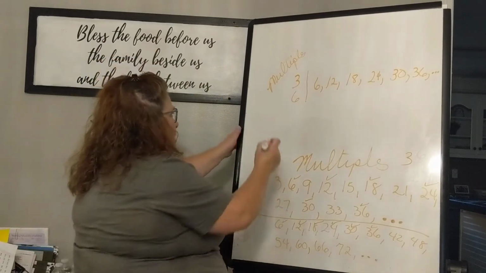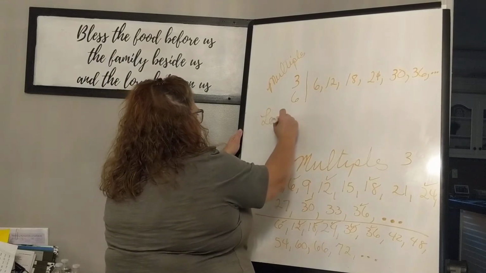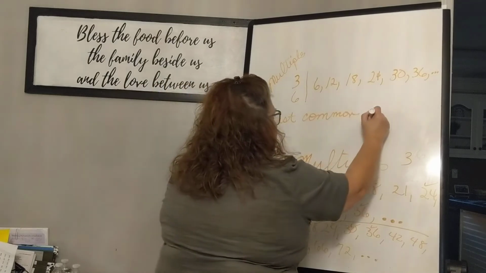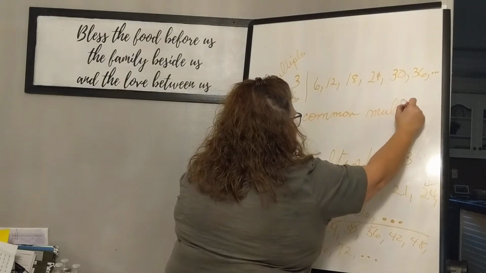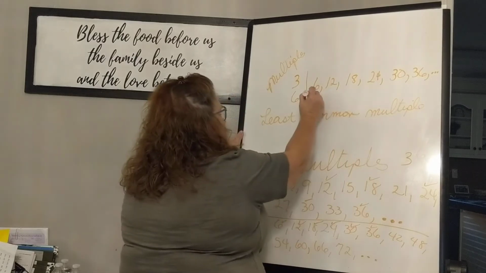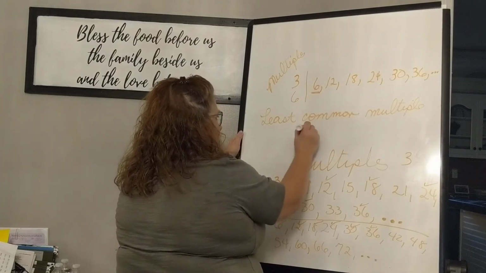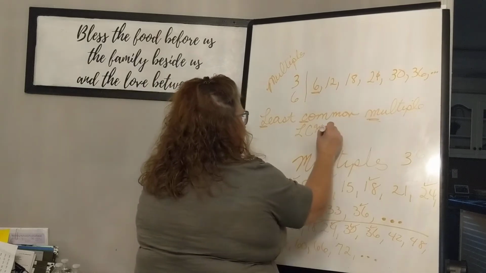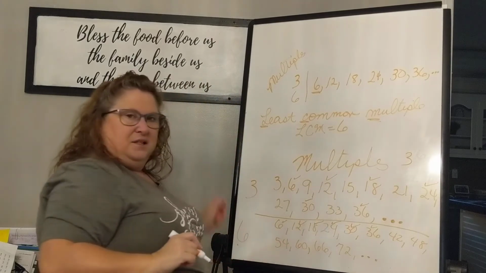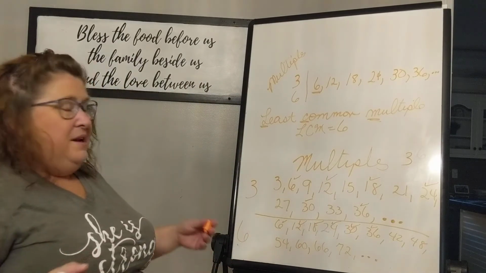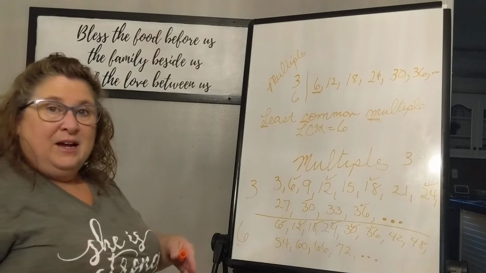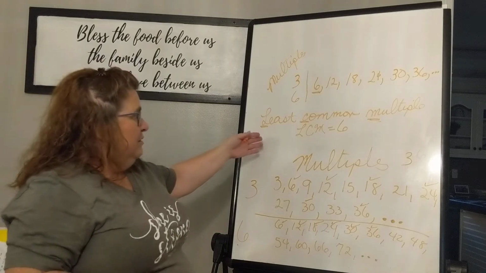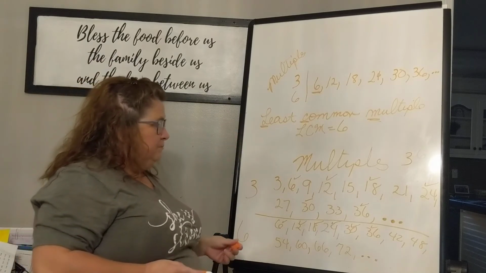Now my least common multiple, I will write it and then I will show you what the abbreviation would be. My least common multiple is 6. So my LCM, least common multiple, equals 6. Okay, makes sense? It's kind of like when we found our factors, and then the common factors, and then the least common denominator. It's our least common multiple, okay?